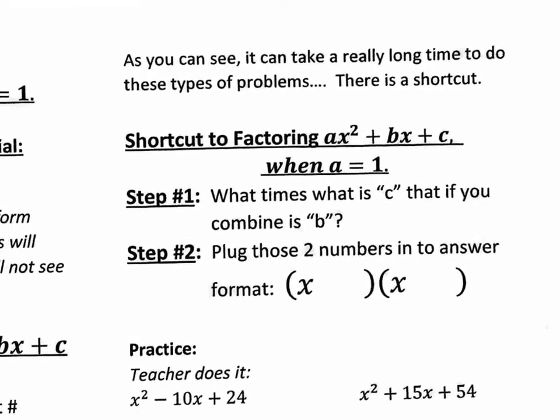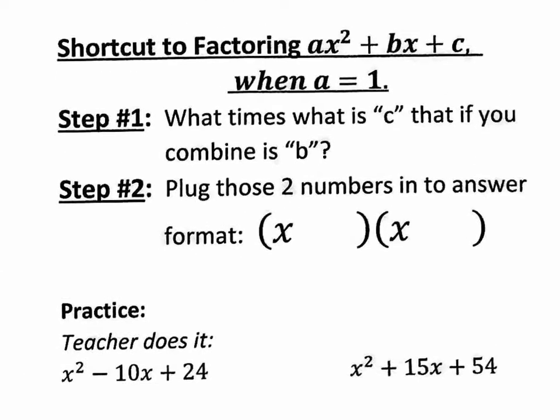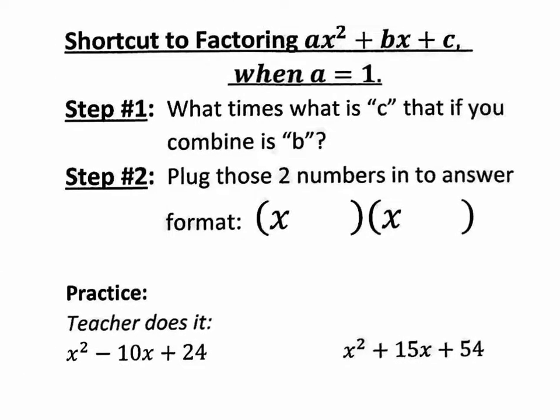Okay, so let's look at the top right part of our notes. It says shortcut to factoring ax squared plus bx plus c when a equals 1. So it's really just a two-step process, and you're just going to be able to come up with the answer once you get good at this. Step 1, if you want to follow steps: what times what is the c value that if you combine together is the b value?